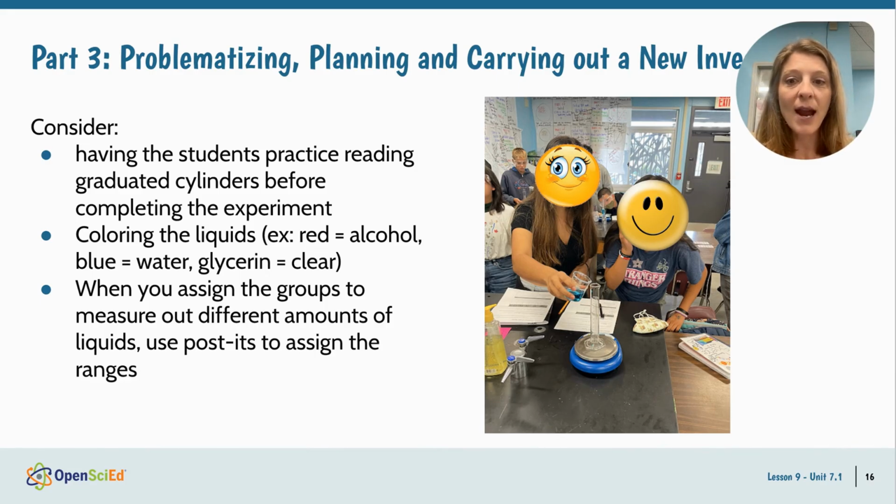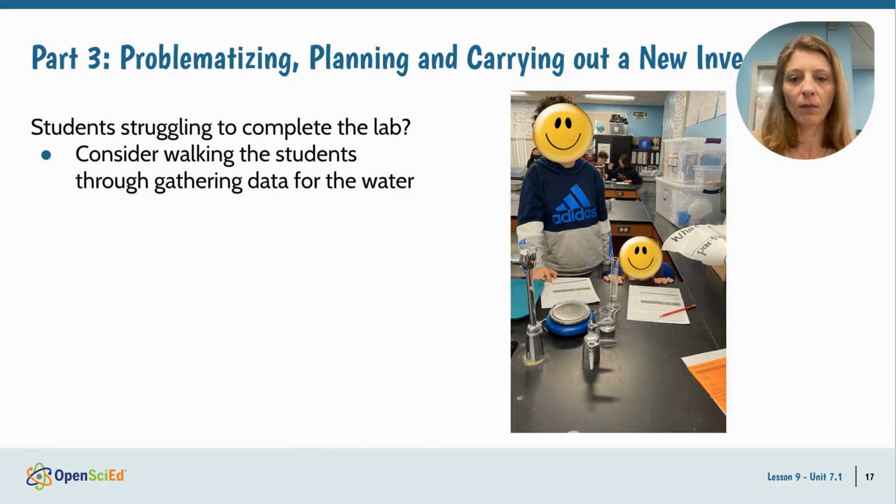Finally, when you assign groups to measure the different amounts of liquids, I use Post-its to assign the ranges. Because when you're setting up this lab with the students, there are so many moving parts and variables that by putting a little Post-it that says this group is going to measure this range and this group is going to measure this range, it really does help my students to remember what they're supposed to be doing.